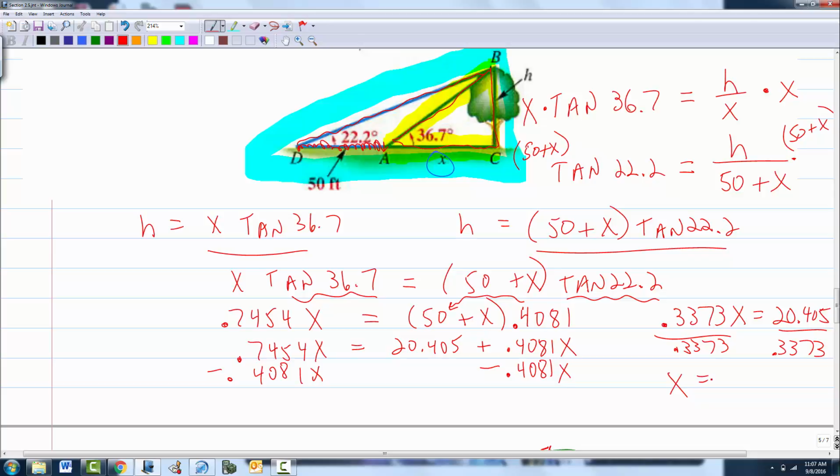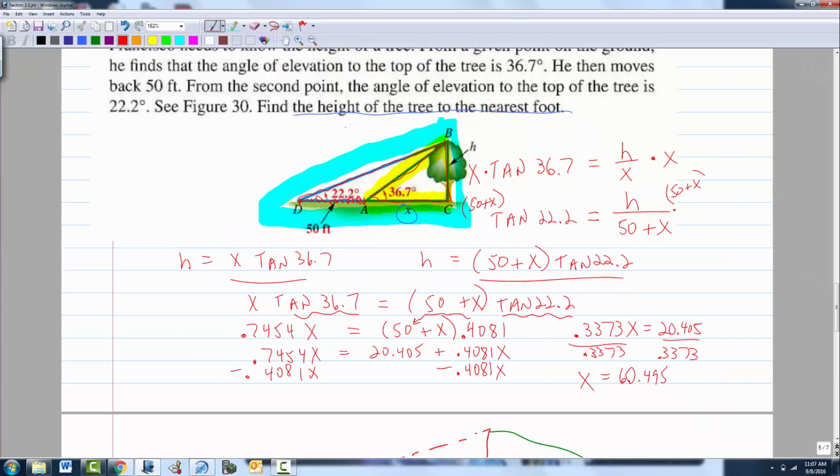Packing up. Yeah, it is time to go. What's that final answer? 495. Now you're really going to get angry. Is that the answer to the question? What's the answer to the question? H. Guess what you can simply do? Plug it in. And then that number times tan 36.7.